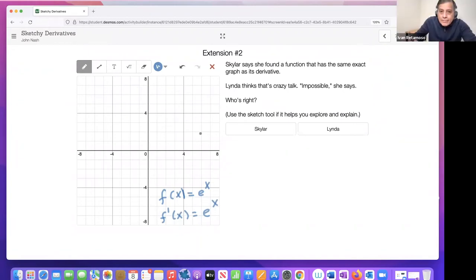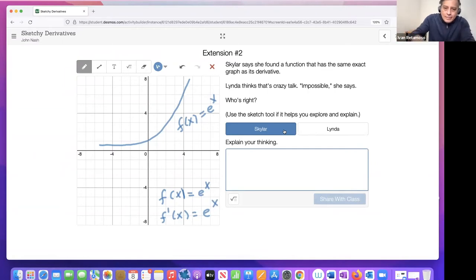Skylar, excellent, right? Because Skylar is saying she found a function that has the same exact graph as its derivative. Well, this is the function, right? Very good, excellent there. And you can graph it if you want to, so like this. One, right, and then increasing. This is f of x equal e to the x. Very good, guys. So Skylar, right? Yeah, very good.